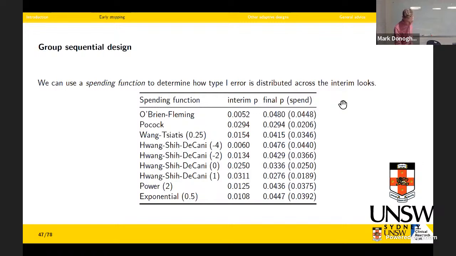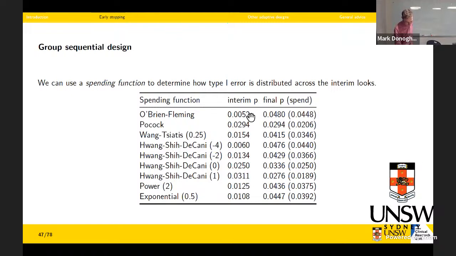So there's an infinite number of ways you can do this. Here's a bunch of ones with names. And some of them have parameters to say, I want to spend more of my type 1 error rate early or later in the study.